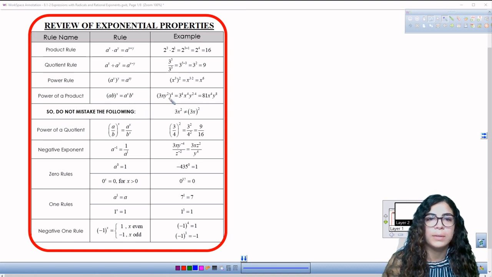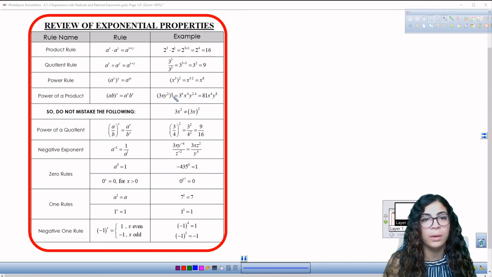So you can see here in this example, we have 3xy squared, all raised in parentheses to the power of 4. So that's 3 to the power of 4, x to the power of 4, and then y squared to the power of 4. And so because that's a power of a power, you would multiply them together. So you end up with 81x to the 4th power, y to the 8th power.